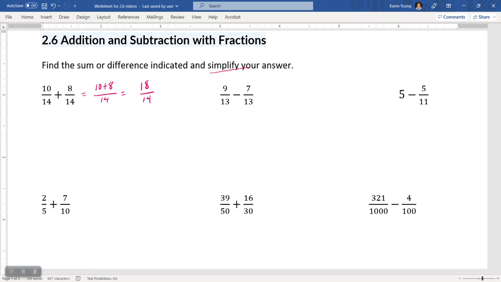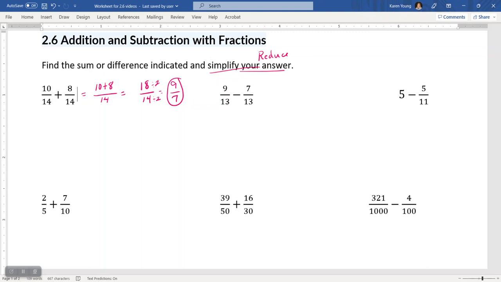And notice it says to simplify your answer, which means I'm just going to reduce. Simplify your answer just means to reduce to lowest terms. So what goes into 18 and into 14? 2. 2 goes into 18, 2 goes into 14. So 2 goes into 18 9 times, 2 goes into 14 7 times. That's simple. We've been doing some of this for a while now.